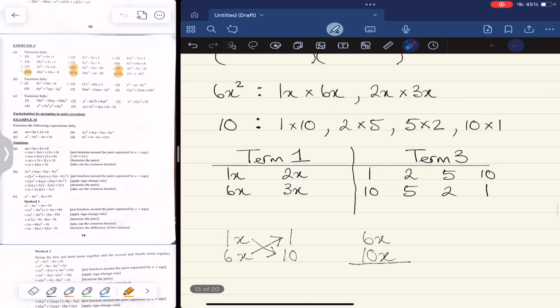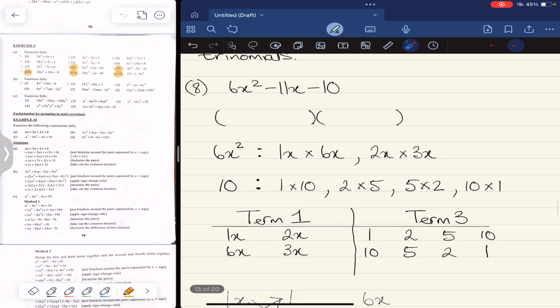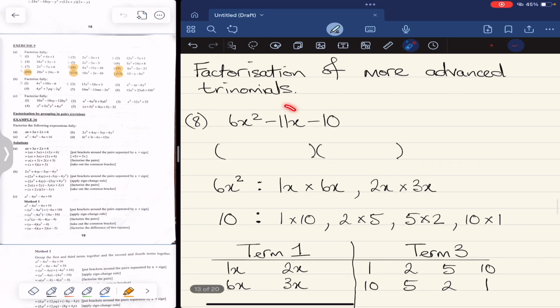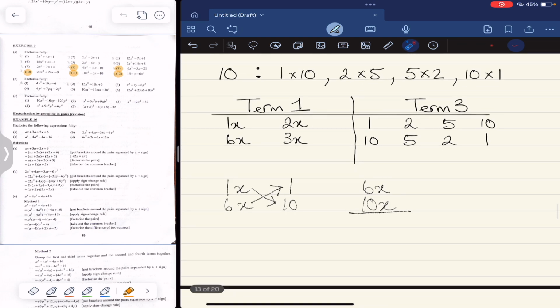So if I look at my options though, 6 and 10, there's no combination of operations or adding and subtracting with 6 and 10 that's going to give me 11 or negative 11x. So I can see that this particular pairing will not work. Okay, but I just wanted to write it out to show you what it's going to look like.